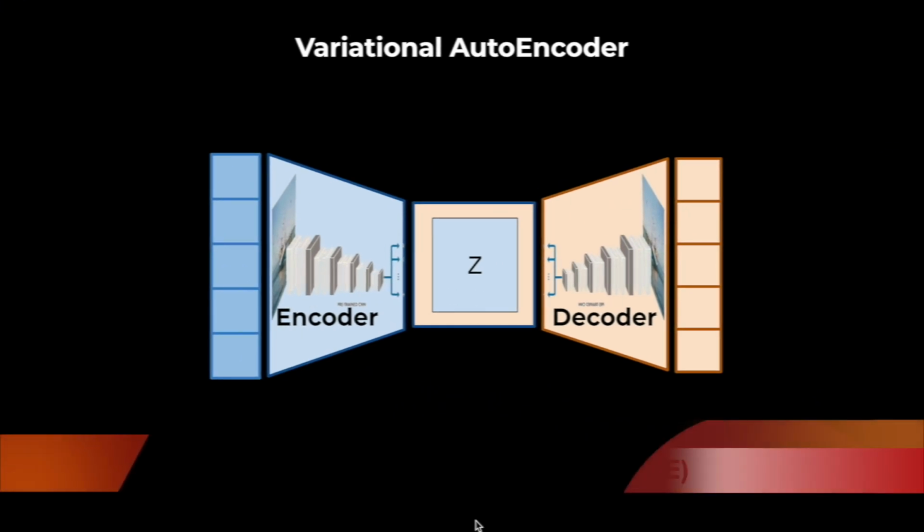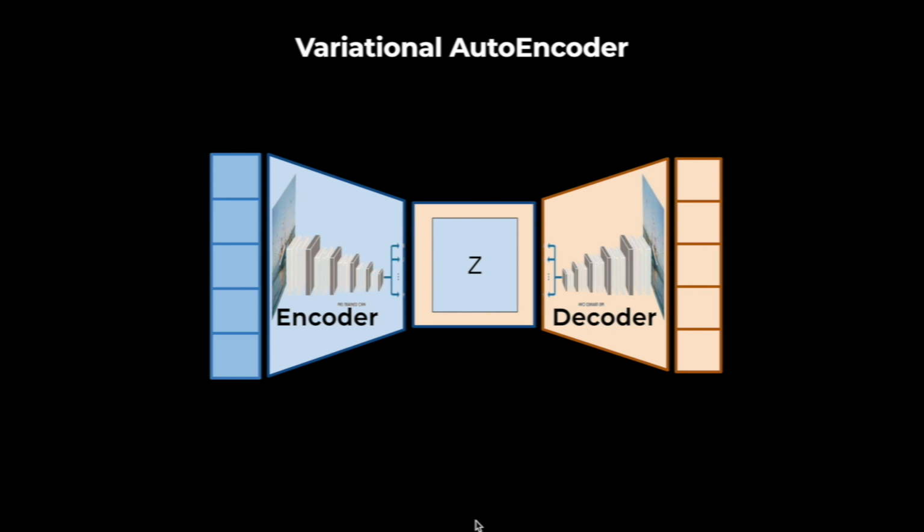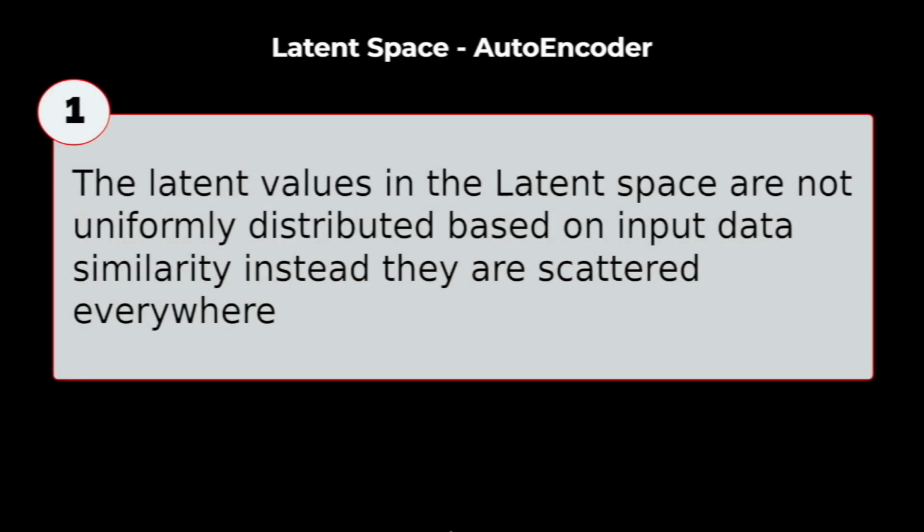So the variational autoencoder is an extension of the autoencoder. Before we try to understand the variational autoencoder, we have to understand two issues related to autoencoder. The first problem is that the latent values in the latent space are not uniformly distributed based on input data similarity. Instead, they are scattered everywhere.